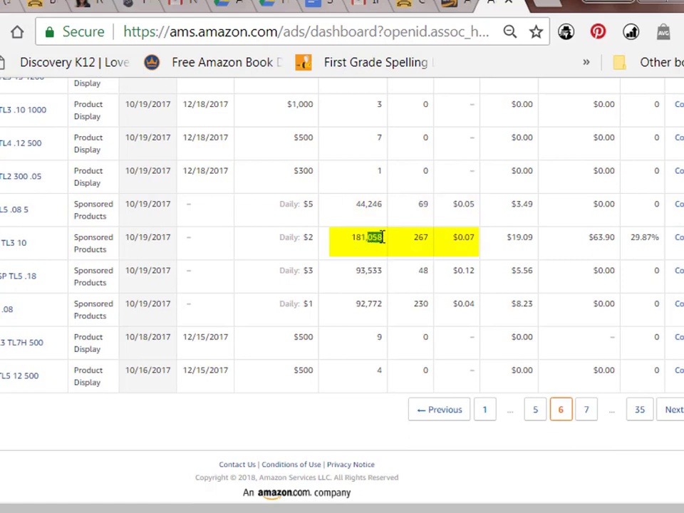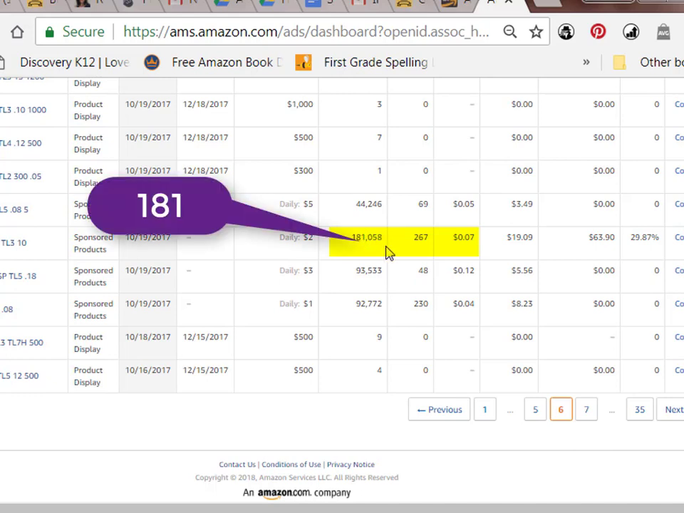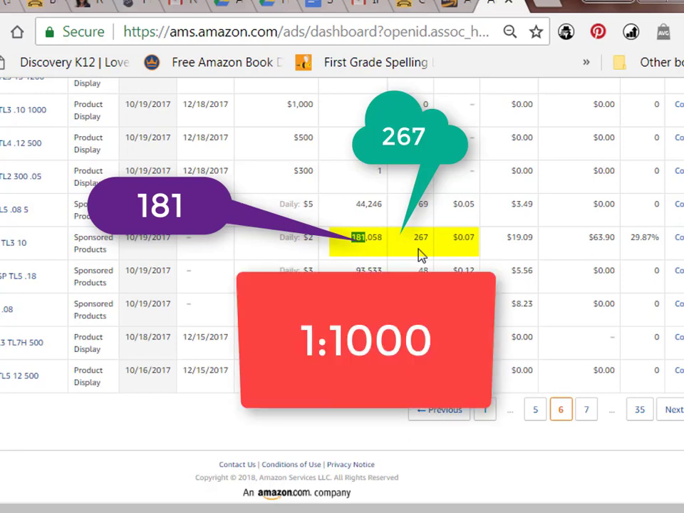Again, we're ignoring the numbers to the right of the comma. So that gives me 181 to look at right here, and looking at this number, 267. If this number, again, is bigger than this number, I am beating my goal of 1 click per 1,000 impressions. This number is almost double, so I can tell that that is a definite win.